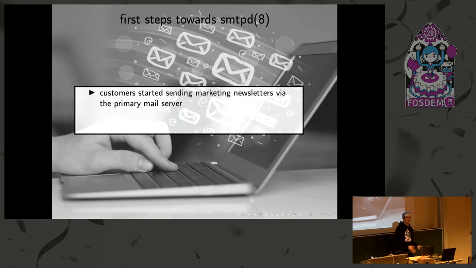The first step towards moving to OpenSMTPD was done when OpenSMTPD was committed to the OpenBSD source tree, mainly because we wanted to differentiate from the main customers' mail servers to dedicated machines to let customers send newsletters, marketing stuff, and so on. And we decided to try the software. The setup initially was very simple, just plain virtual setup like passwd style lines, and it went very well. So we decided to move to a better setup and to try to integrate OpenSMTPD in our infrastructure in a better way and to use it as a primary MX as well.